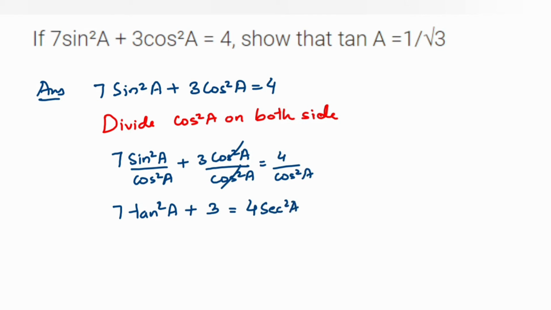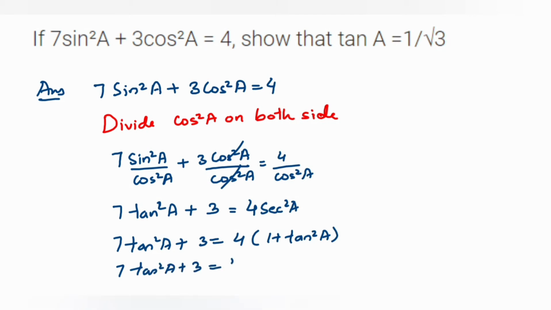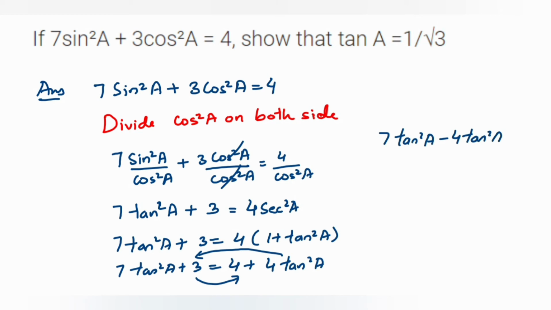Now this is 7 tan square A plus 3 is equal to, we're going to apply an identity here. So secant square is equal to 1 plus tan square, so we'll write down that. Now this is 7 tan square A plus 3 is equal to 4 plus 4 tan square A. Now we're going to transpose 4 tan square to the other side and 3 to the other side. So by doing this we'll get 7 tan square A minus 4 tan square A is equal to 4 minus 3. So 7 minus 4 is 3, so 3 tan square A is equal to 1.